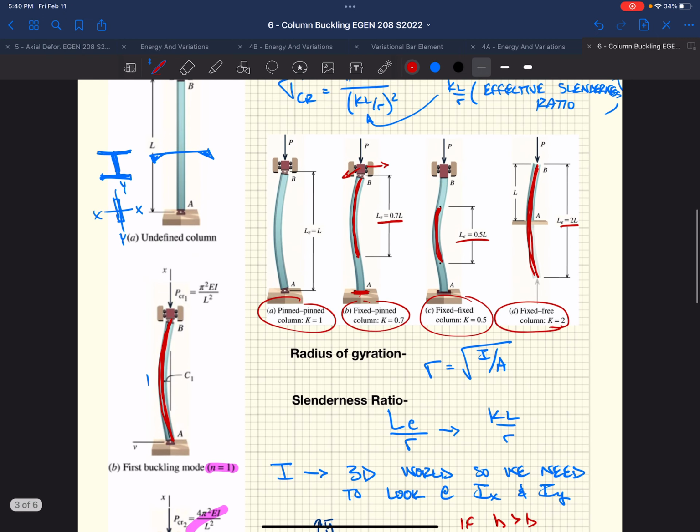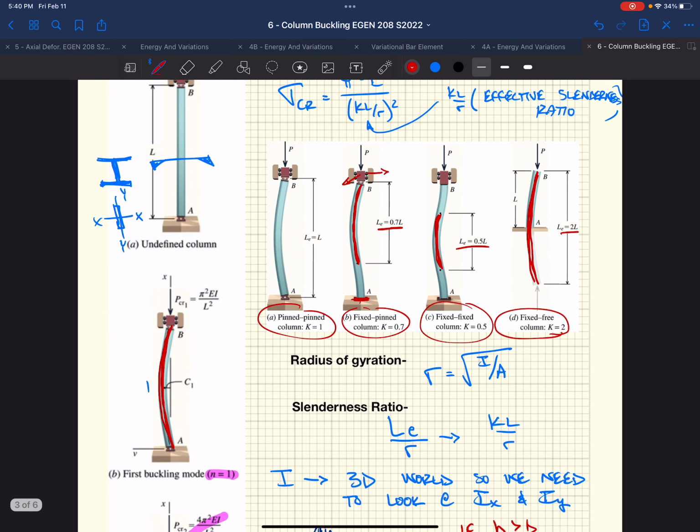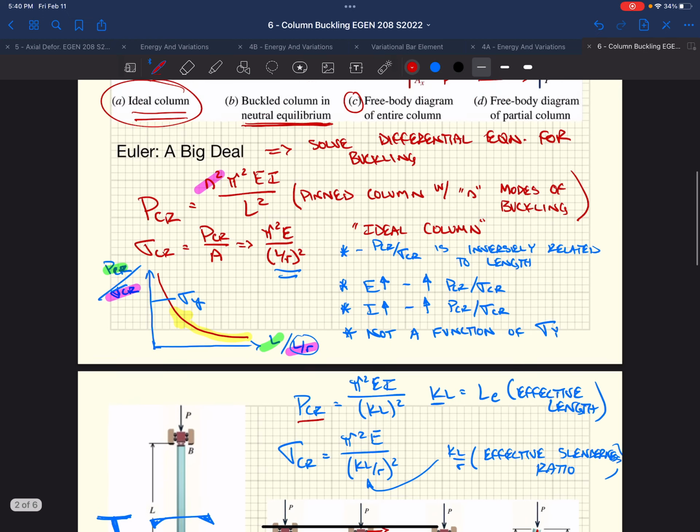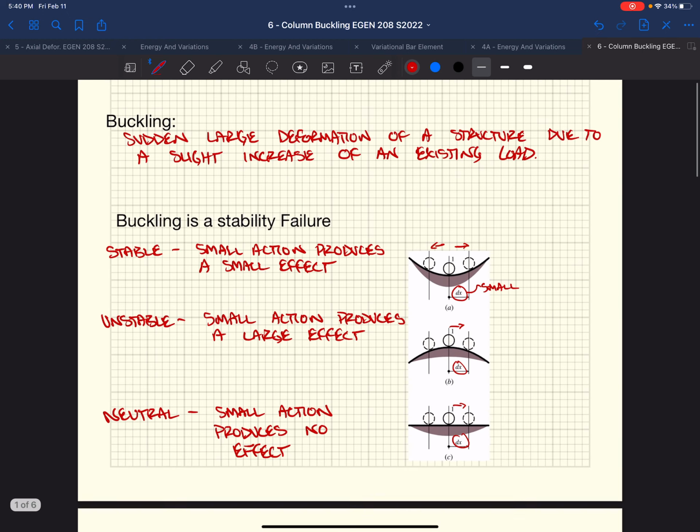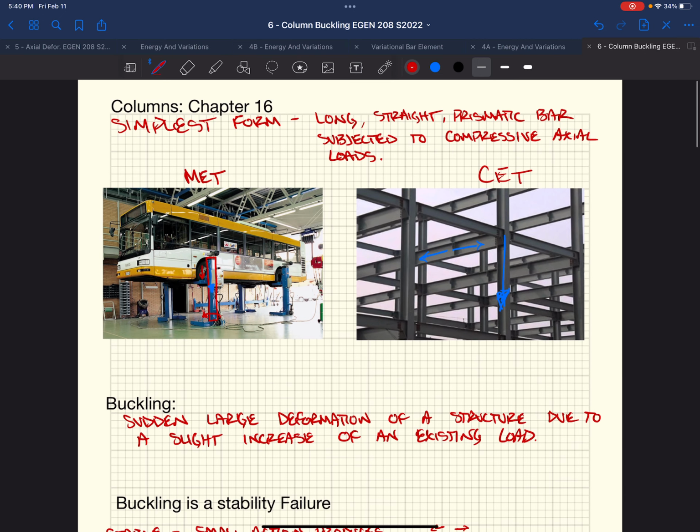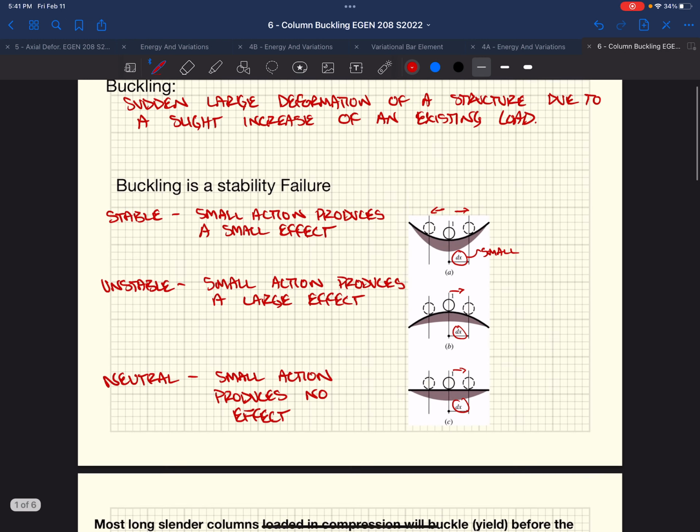We're going to pick up kind of where we were in the last lecture, which was talking about columns, right? These long, slender, prismatic members that have this phenomenon of buckling that can occur, where we get this sudden large deformation of a structure due to a slight increase of an existing load. So it looks safe, we increase load a little bit, and finally we get to this breaking point where it will lose all load carrying capacity and essentially collapse, right? And we get a large deformation. So a very undesirable failure mode for structures and elements and designs.